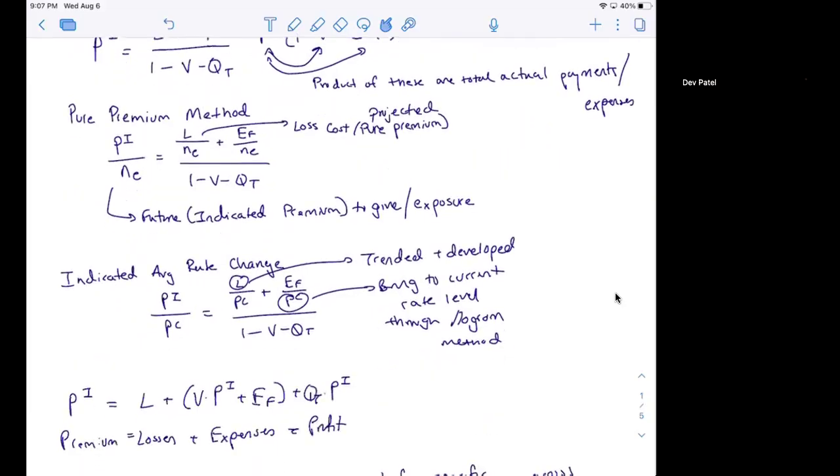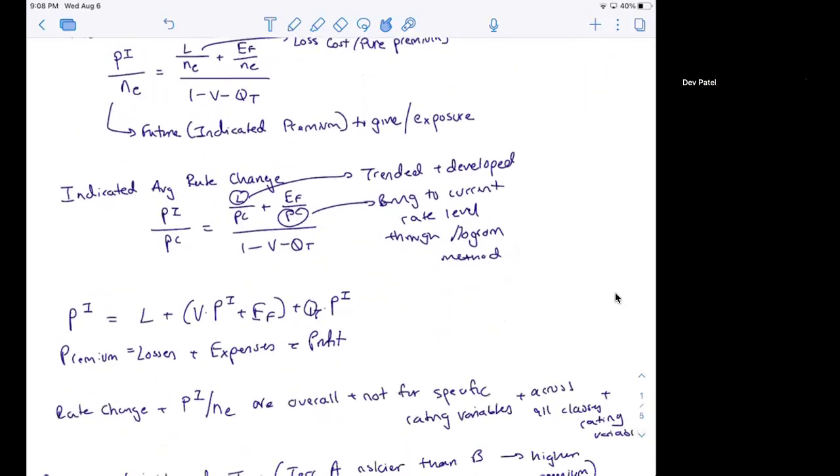Second method is indicated average rate change. So this is indicated premium, so the new premium over the current premium, right? So the change of that, the ratio of that, is equal to the losses, which are again trended and developed. So think chain ladder, over the current premium. So that's the loss ratio, right? That is the loss ratio over the current premium. And this current premium is brought to the current rate level through the parallelogram method, plus the fixed expenses over current premium, over the permissible loss ratio. So that is how we get the indicated average rate change.